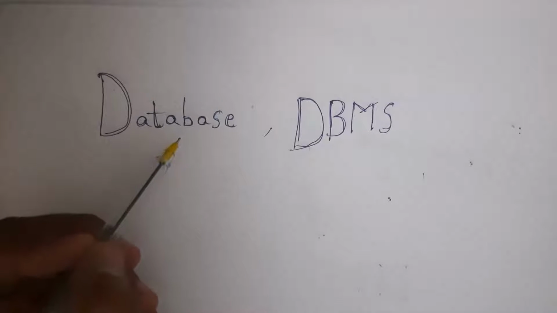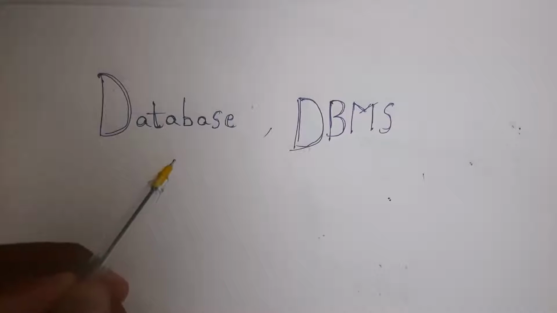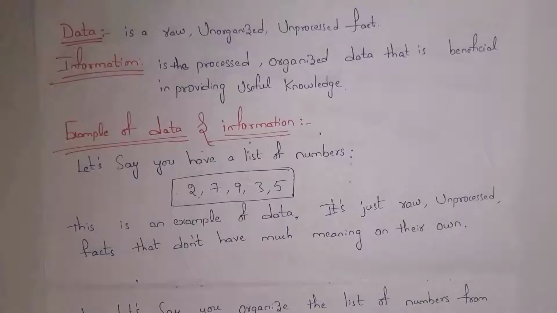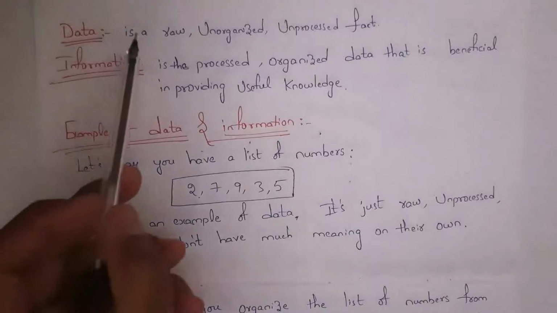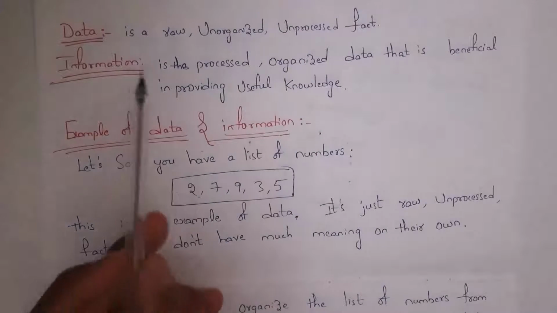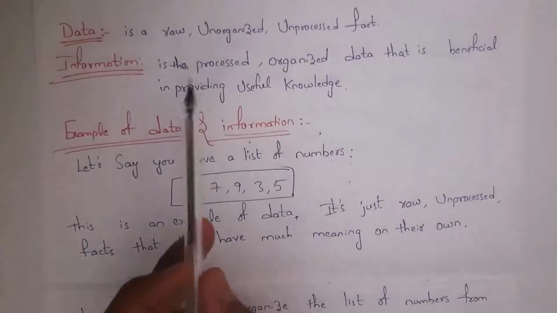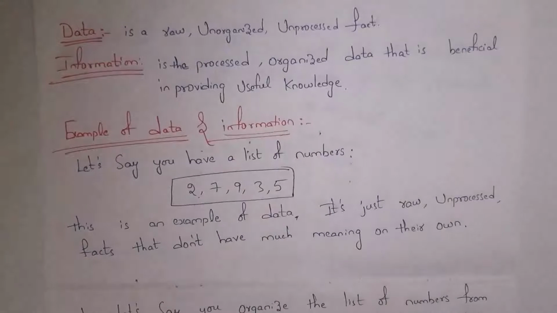Let's get started. At first, I will explain what is database. But before starting this, you need to know what is difference between data and information. At first, I will explain what is data. Data is a raw, unorganized, unprocessed fact, whereas information is the processed, organized data that is beneficial in providing useful knowledge. Data is nothing but a raw fact, and whereas we call information as processed data.